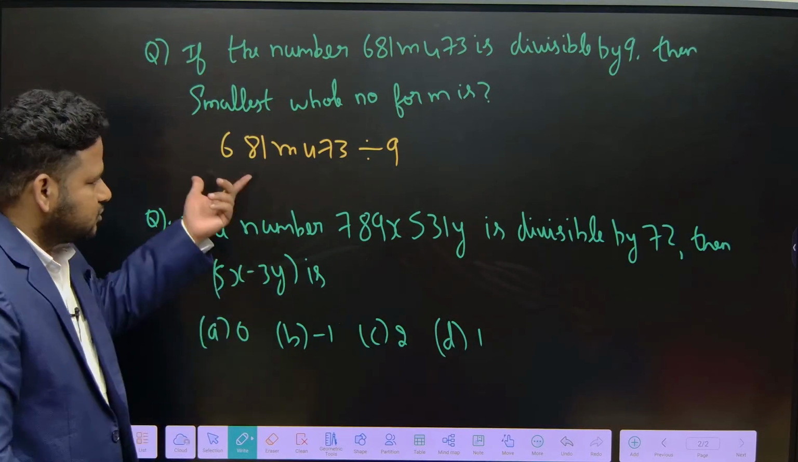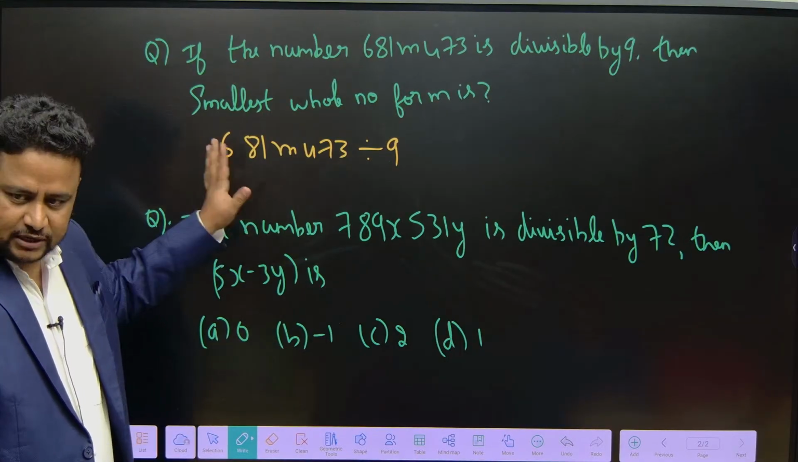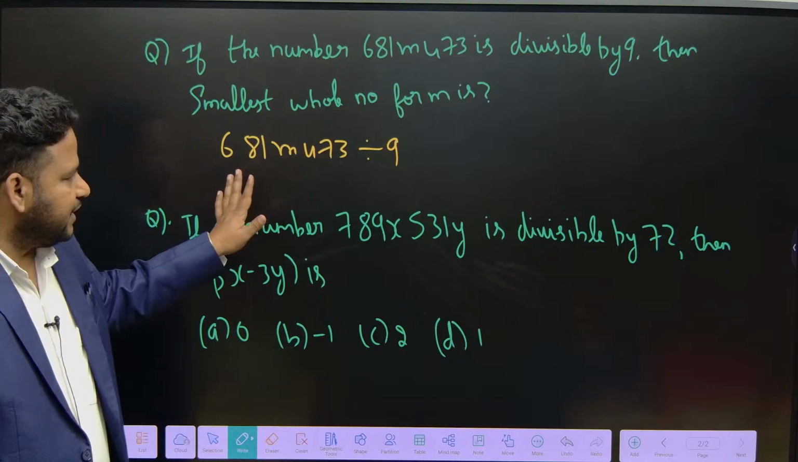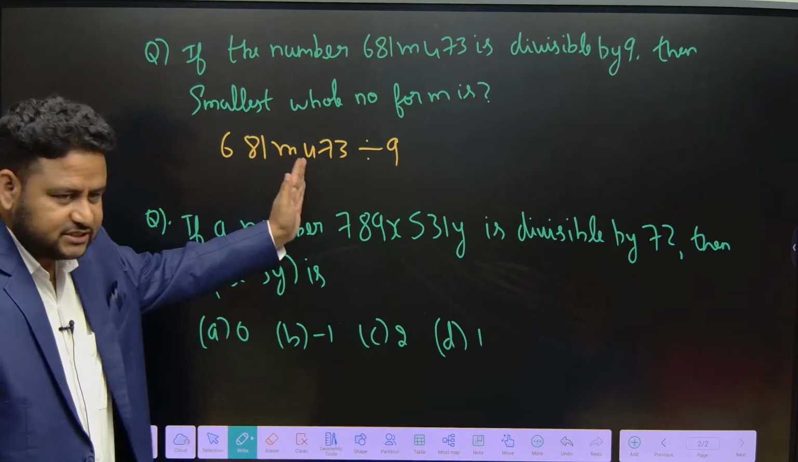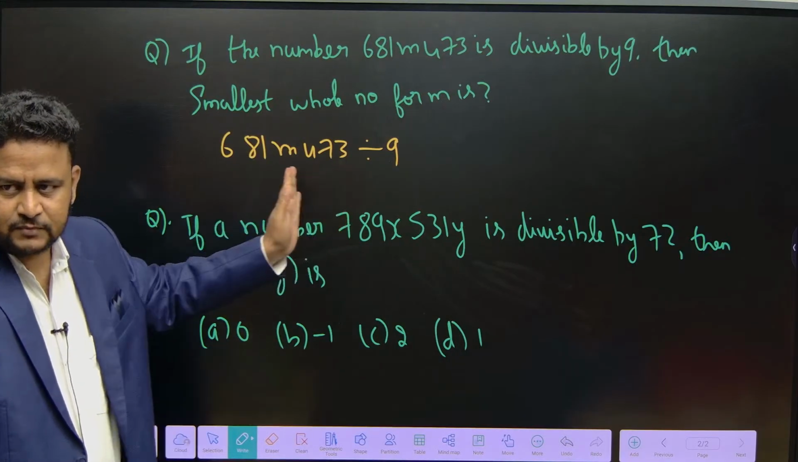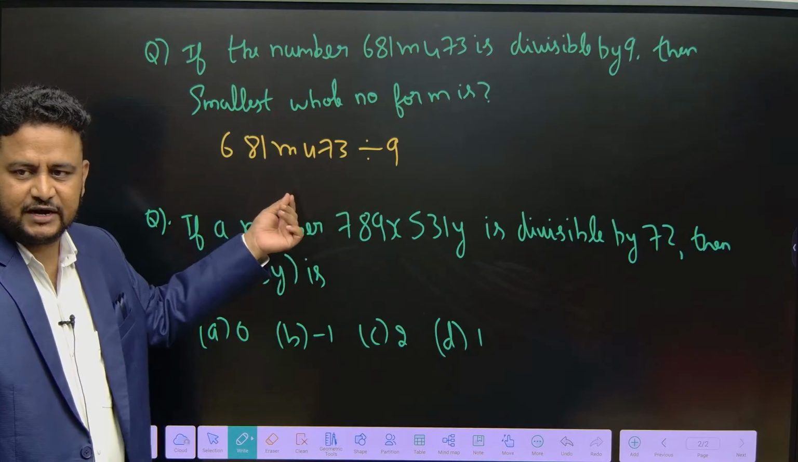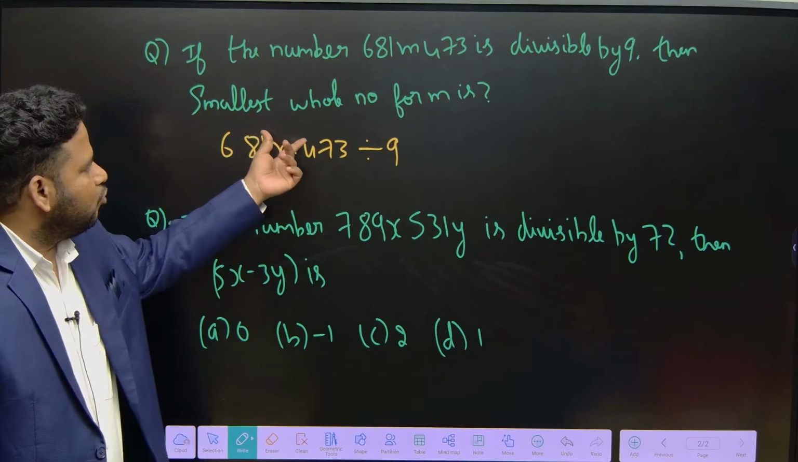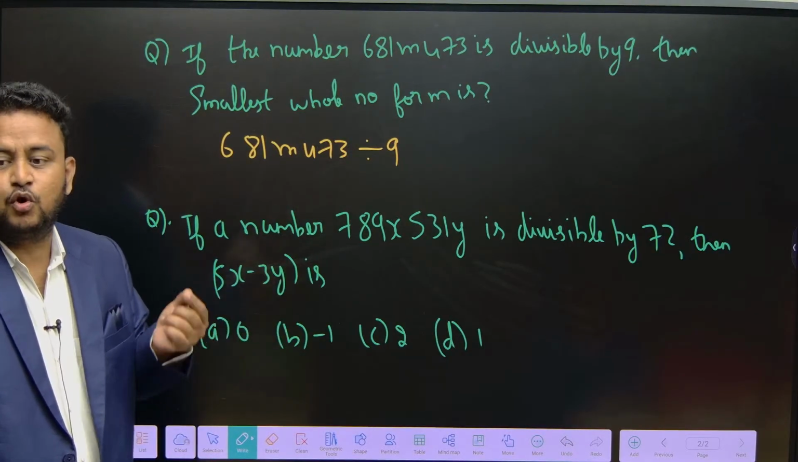Okay. So they are not asking you to check whether it is divisible by 9 or not. They are telling it is already divisible by 9. They are asking you to find the value of M. If it is divisible by 9, the sum of the digits should be divisible by 9. Correct now? So what I should do? I should add all of this. They are asking you to find the smallest whole number for M, not just the smallest number for M.